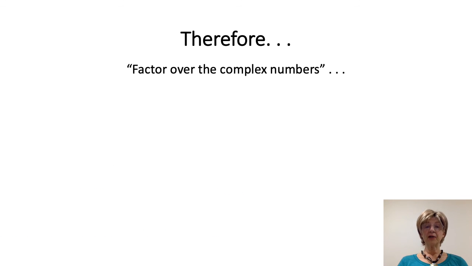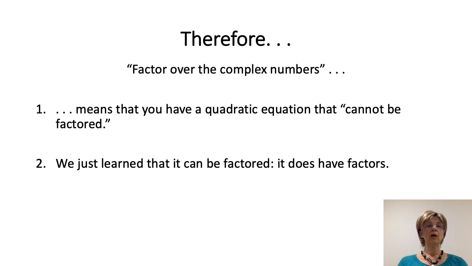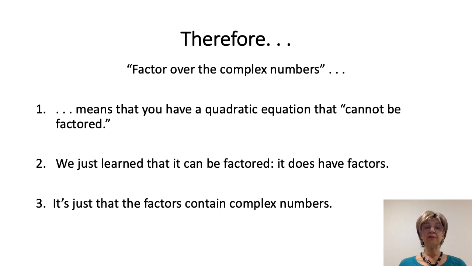Therefore, factor over the complex numbers means that you have a quadratic equation that cannot be factored. We just learned that it can be factored. It does have factors. It's just that the factors contain complex numbers.